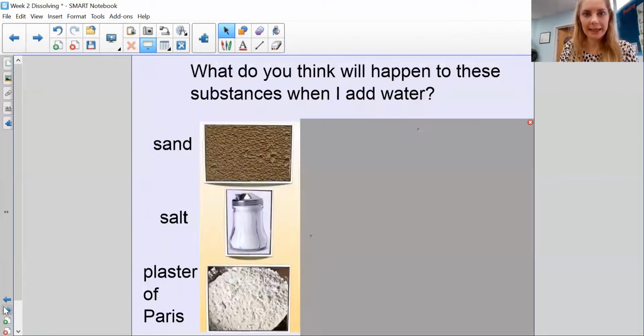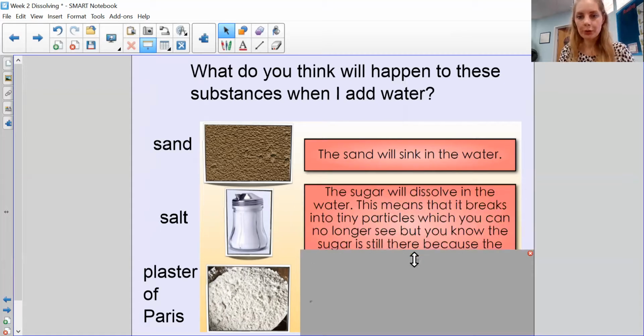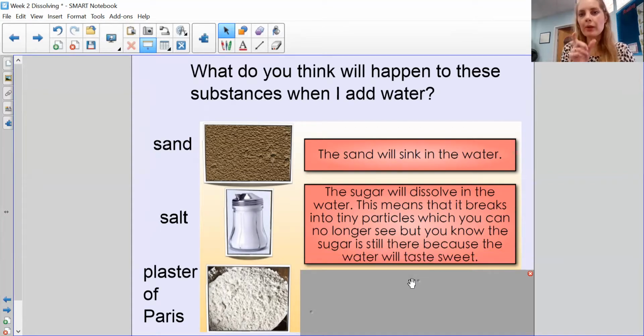Right, let's have a look at the next one. So what did we think, right? So obviously sand, we said sand would just sink in the water. All right, so if you got that, well done. Salt, we would say it would dissolve, and that means it would break up into these very tiny particles, and you would no longer see what the salt is, okay? All right, and can you remember that word that we used earlier? When we mix the two together, it becomes a what? Good job, it becomes a solution.